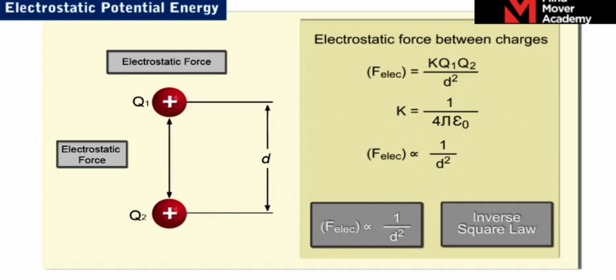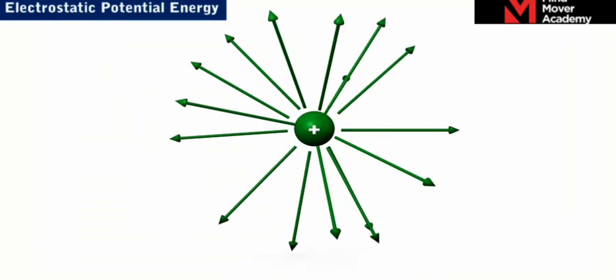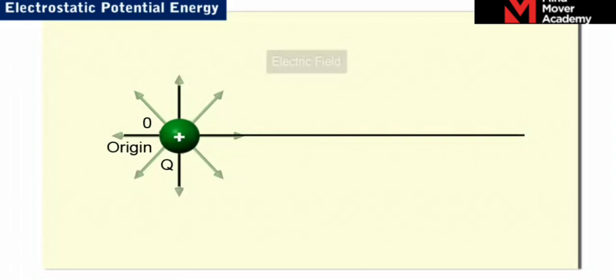We know that work done against electrostatic force is known as electrostatic potential energy of a charged particle in an electric field. Let us now discuss the electrostatic potential energy of a charged particle in an electric field. Consider the electric field of a positive charge Q placed at the origin, and let Q naught be a positive charge located at point A.